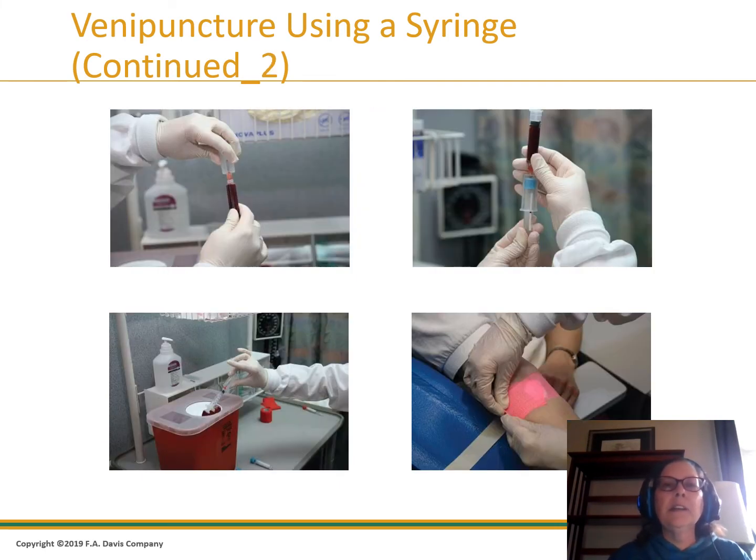The needle with the safety device has been removed and disposed of. The transfer device is attached and the tubes inserted into the transfer device.